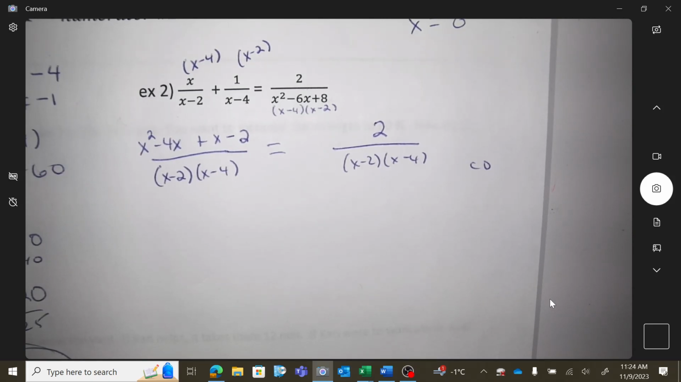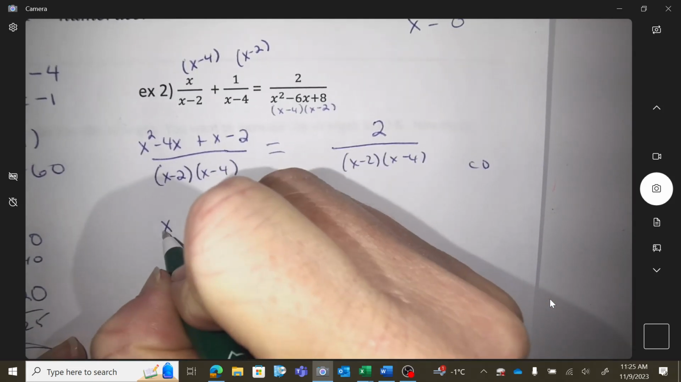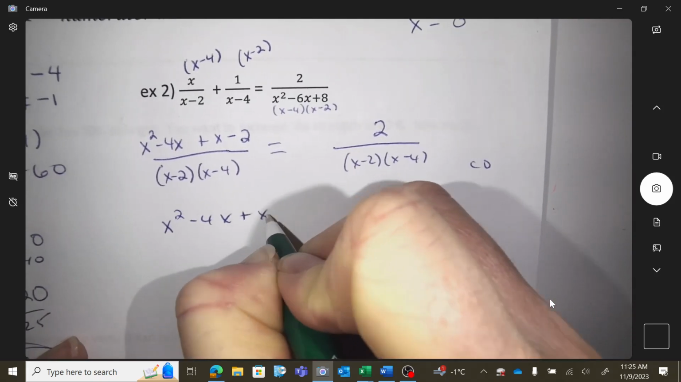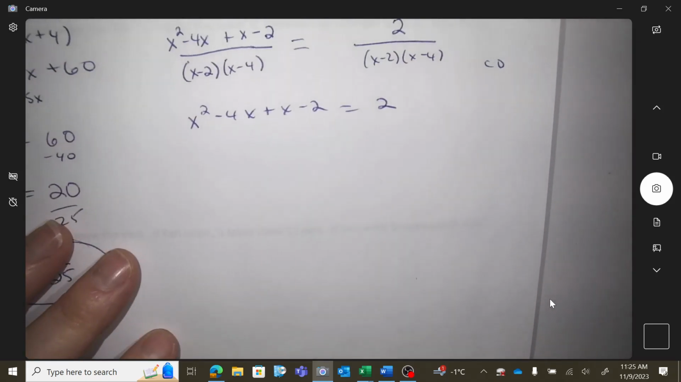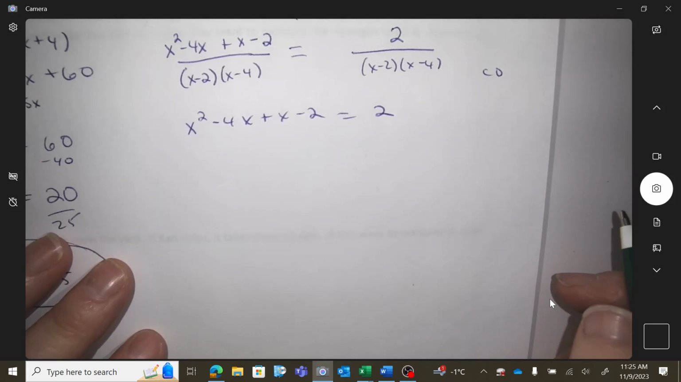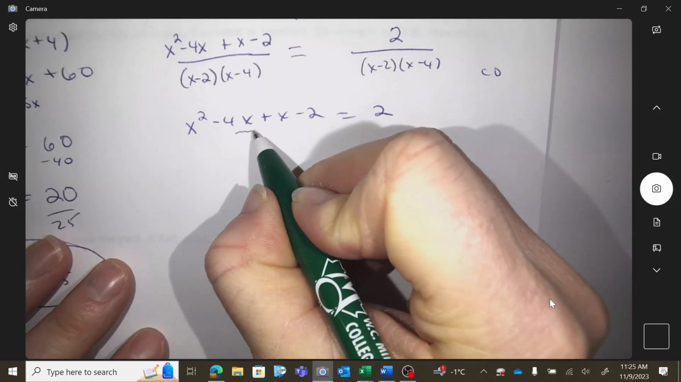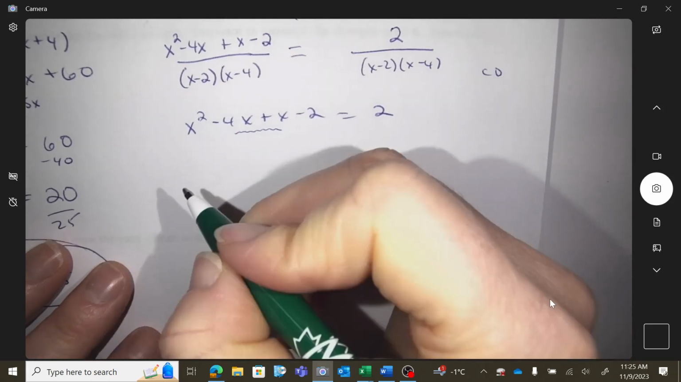Okay, at this point, since the bottoms are equal, here's the math. If the bottoms are equal, to make everything equal, the tops have to be equal. So I can just write an equation with just the top now. Okay, I'm going to put that together.